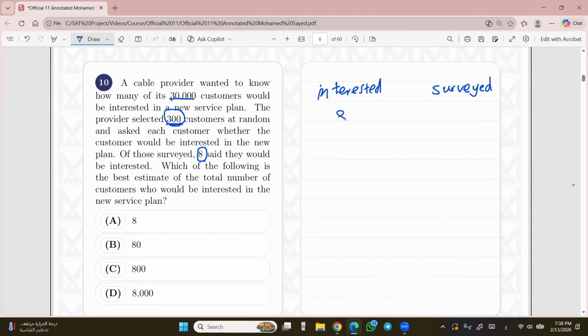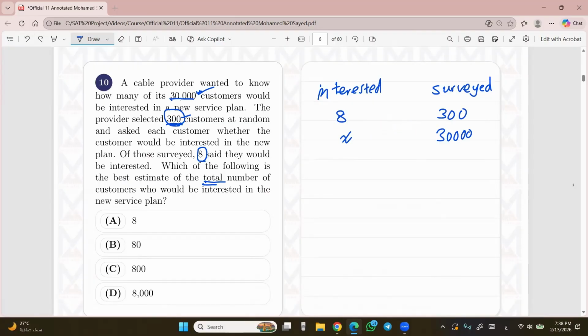We have 8 interested in the total of 300 people surveyed. But what if this 300 customers surveyed changed to be 30,000? Because the question says, which of the following is the best estimate of the total number of customers who would be interested? Total number, I mean this number, which is 30,000. So just write 30,000 here, and you write X on this side, and use cross multiply, or you just think about the question, because it's much easier to answer by your eyes.